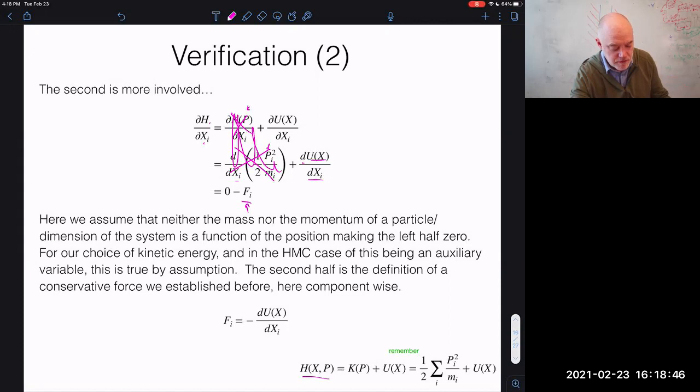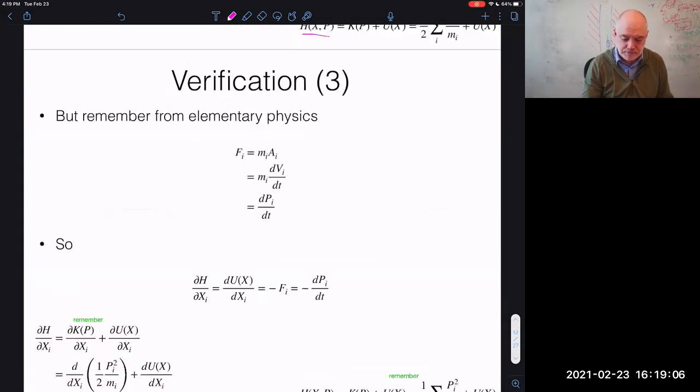So we know that a force was equal to the gradient of a potential, and now we're just looking at one dimension of that gradient. So it's just the derivative with respect to that particular dimension. So this is Fi.